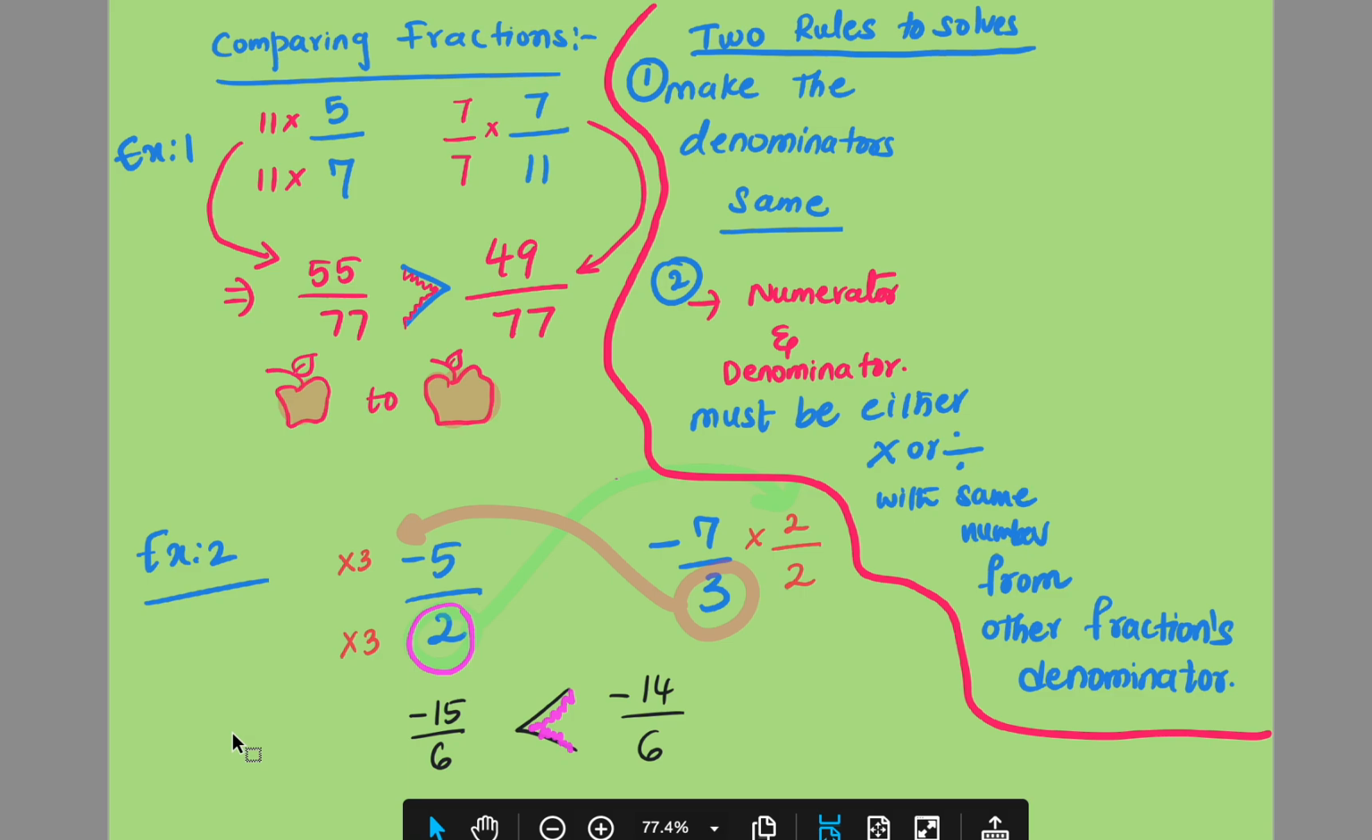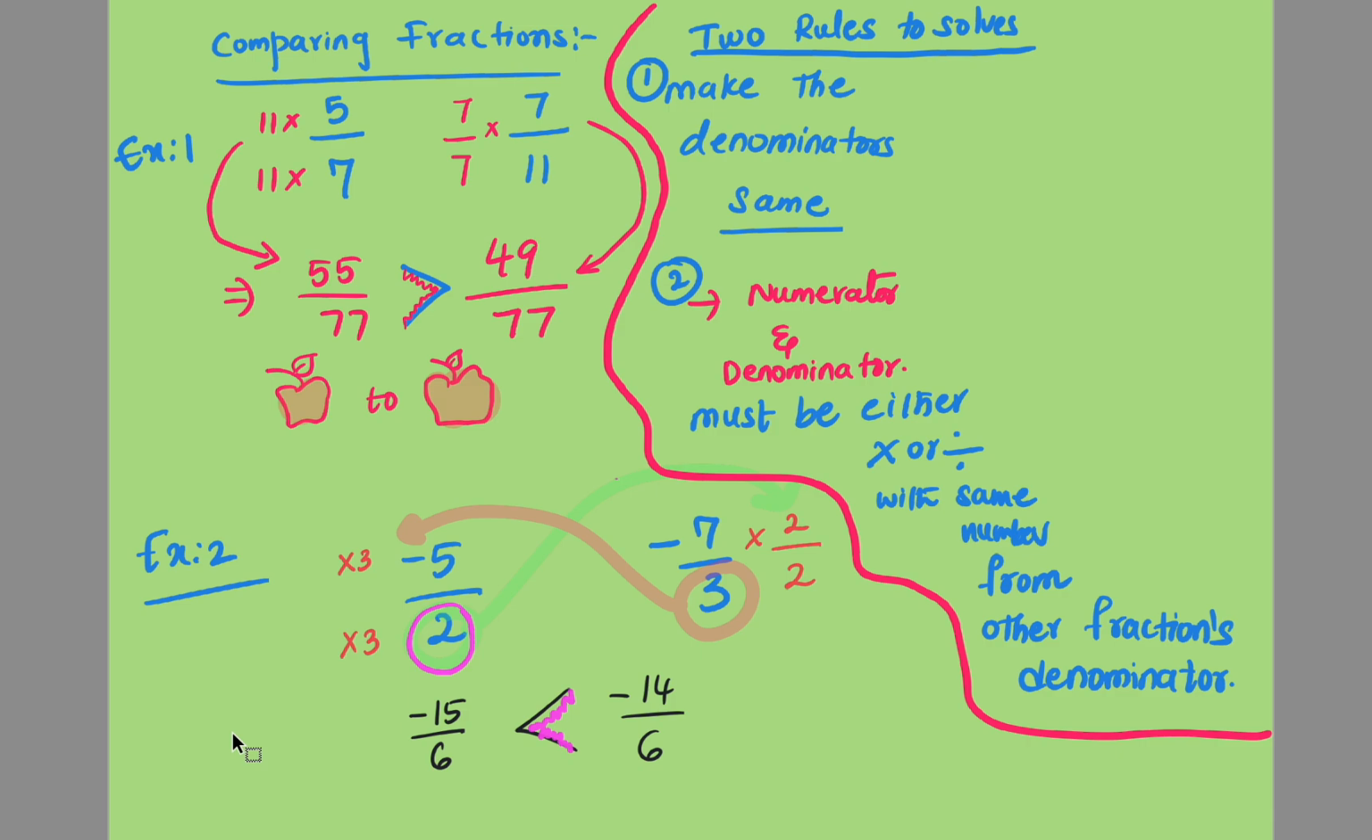This is part 2 of a video on comparing fractions. Let's recap what we have learned in the previous video. When you are comparing two fractions and deciding which way the symbol should be placed, greater than or less than, make sure the denominators are the same, right? We are comparing apples to apples.